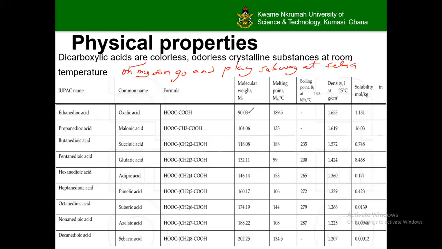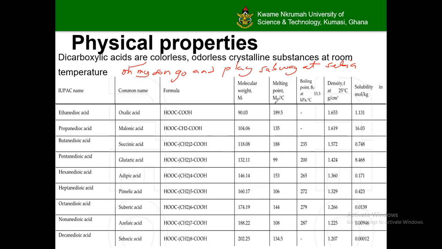The next property we see is the molecular weight. We realize that as you go down, what happens to the molecular structure? We are adding a methylene group, which is roughly around 14 units, right? And so as we go down, we are expecting the molar mass to increase roughly by 14. That is what we see here.